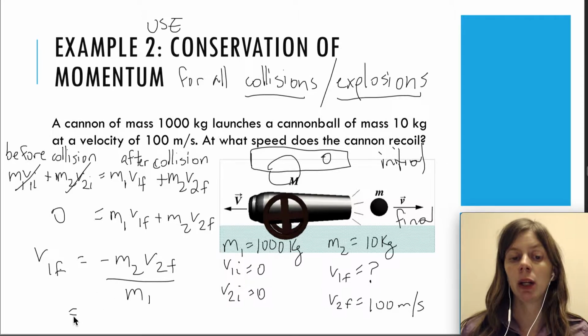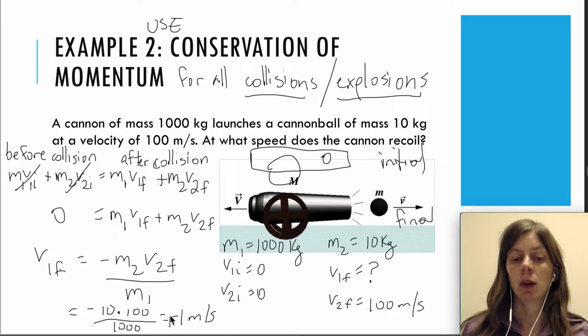Now we're going to plug in the numbers. We're going to get negative 10 times 100 for v2f over 1000 for m1. That's going to give us negative 1 meters per second. So the recoil velocity is negative. That makes sense because we called anything to the right positive, so it's recoiling to the left, so it's going to be negative. And it makes sense that it recoils much slower than the velocity of the ball.